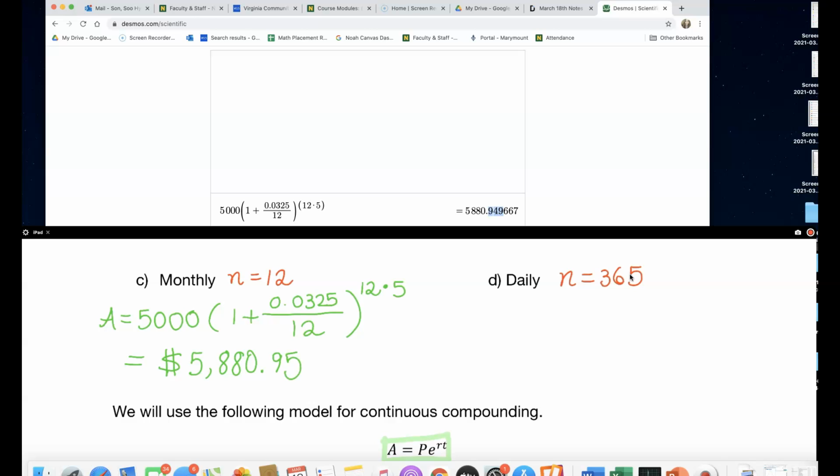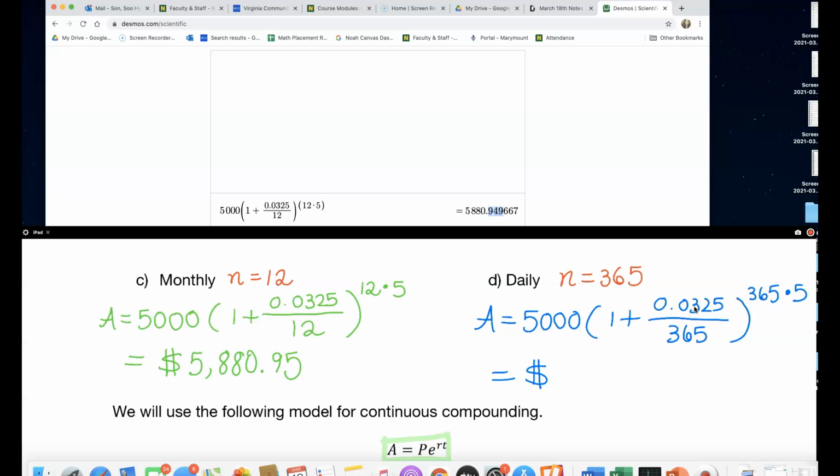Alrighty, we're doing good. And I'm on my very last one, and I'll just go ahead and do this over here. What if it is daily? The amount is equal to 5,000 times 1 plus 0.0325 divided by what this time? 365. And we're going to raise this to 365 times 5th power. So we're just plugging everything into this formula, right? So I just need to change the bottom of this fraction to what? 365. And then change this number that we're multiplying to 365.